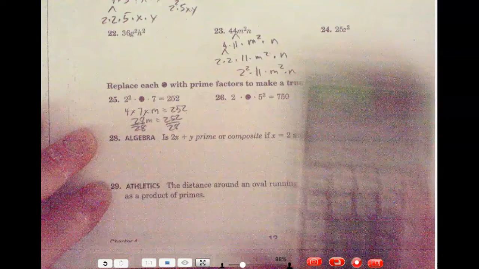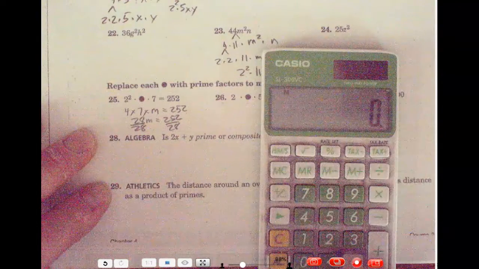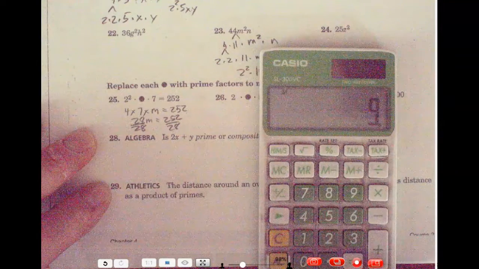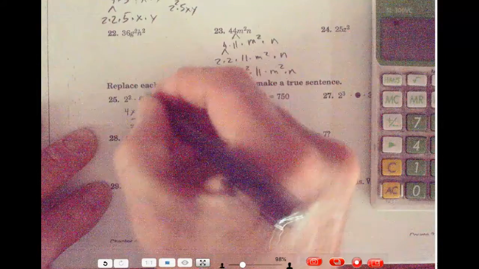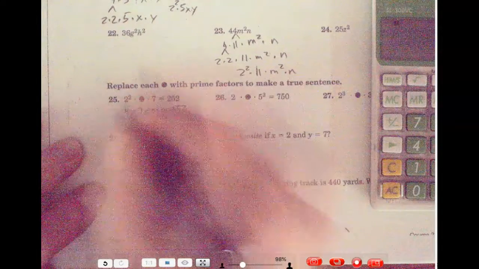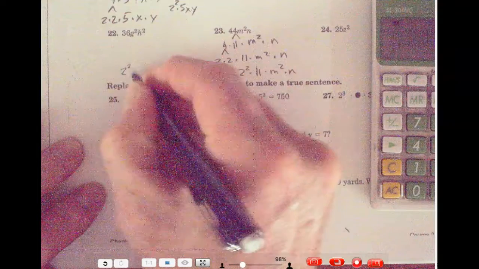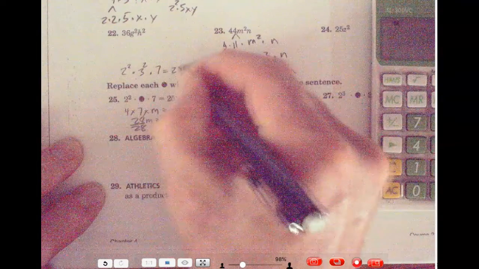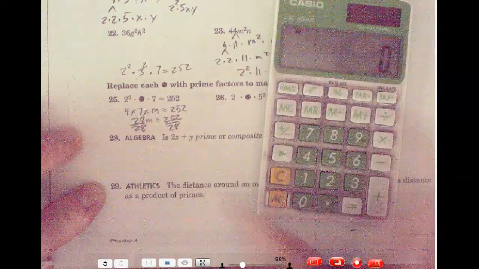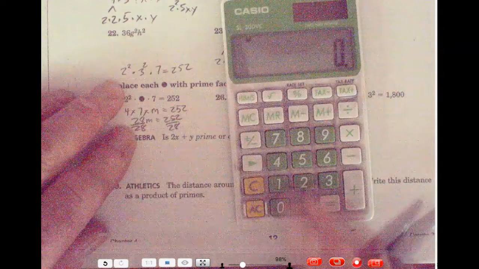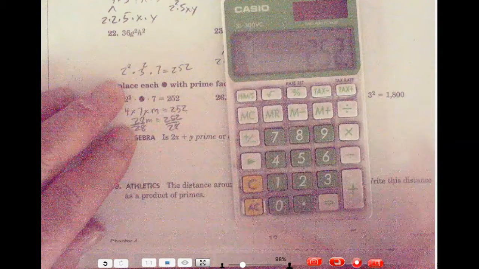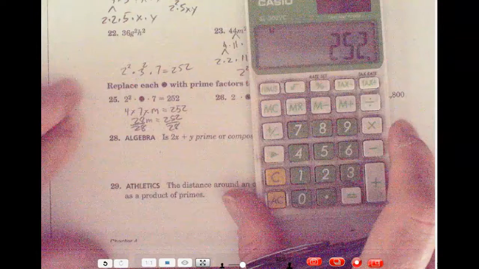So 252 divided by 28 equals 9. So m is equal to 9. So we could rewrite this as 2 squared times 3 squared, which is 9, times 7 equals 252. And then let's just run the numbers to make sure I didn't make a mistake. It's a complicated problem. That would be 4 times 9 times 7 equals 252. Bam. That's how we roll.